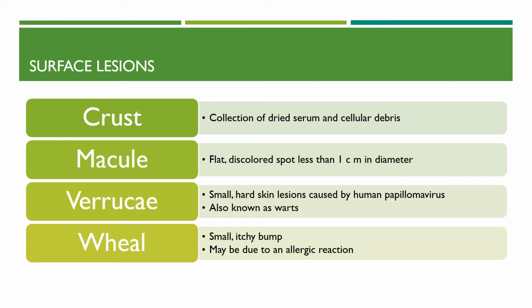And the last term is a wheal. A wheal is an itchy bump. It's usually red, a red itchy bump, kind of raised, and it's usually due to an allergic reaction. So this would be the type of thing you would see if someone had developed hives.